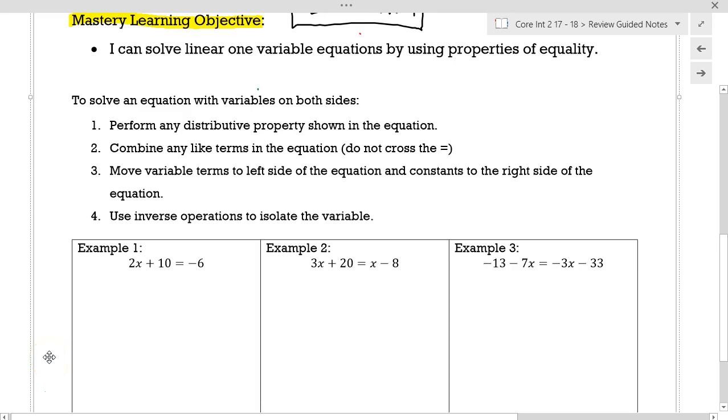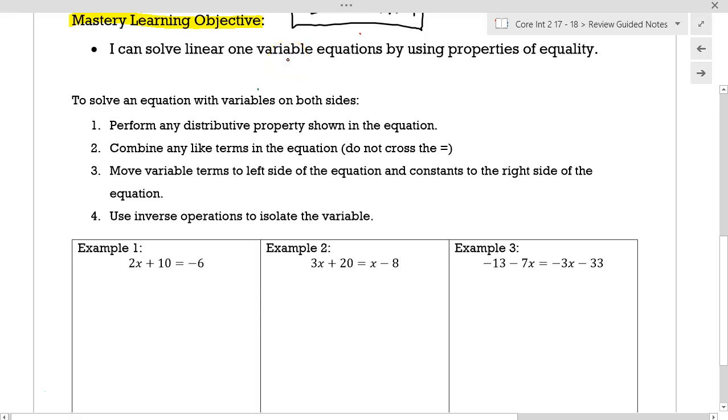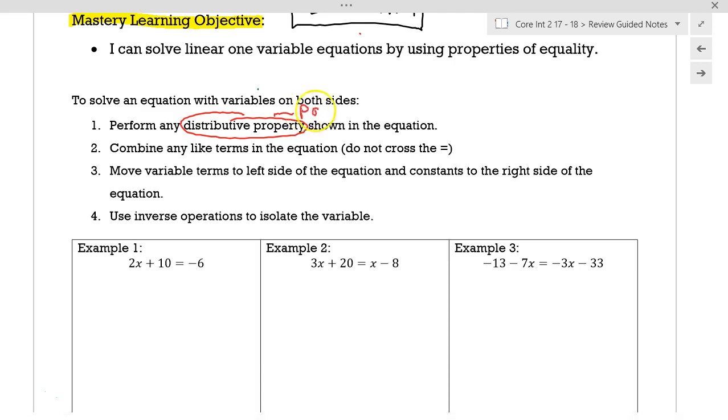So let's look at the steps to solve an equation with variables on both sides. Your first step is to perform any distributive property shown in the equation. Really, what this distributive property means is you're looking for those parentheses where you have to multiply something into the parentheses. That's your distributive property.